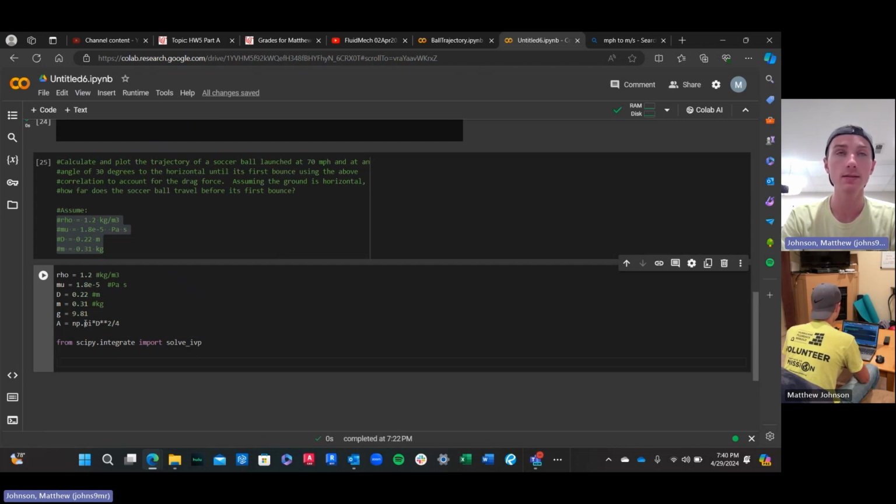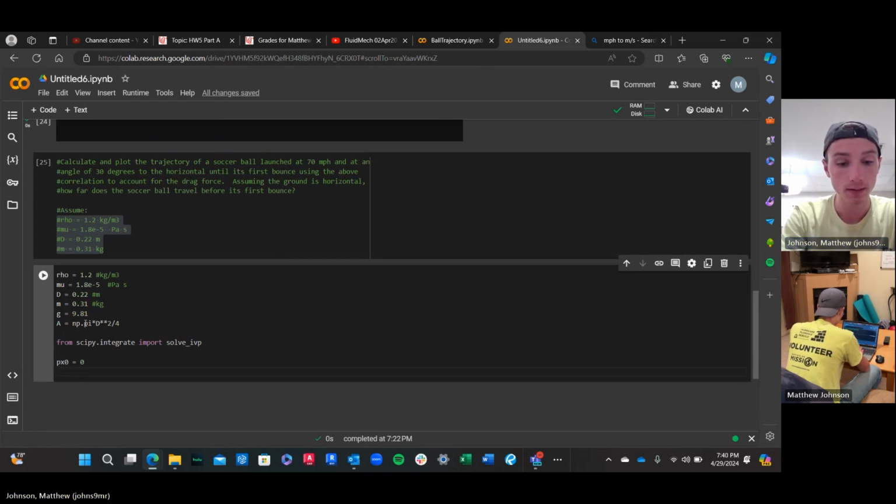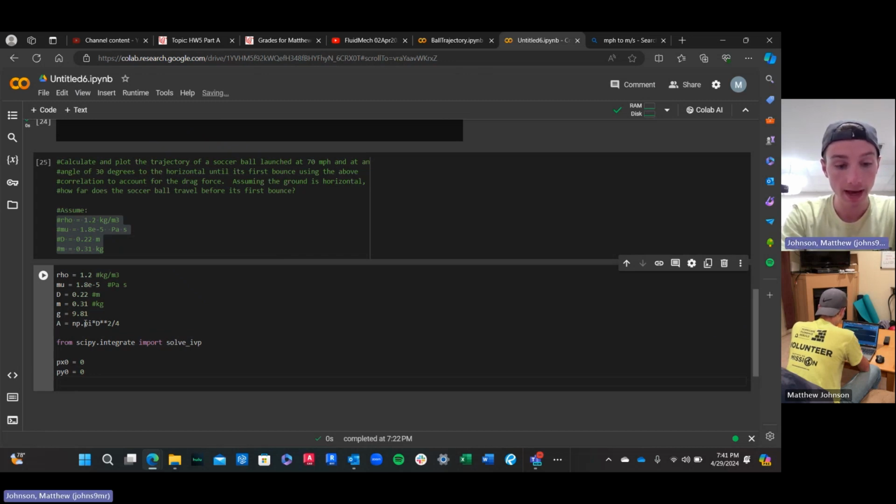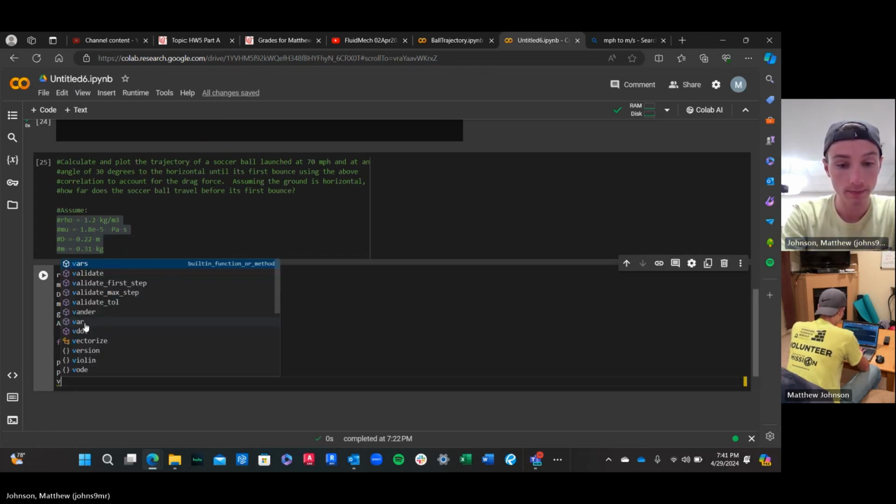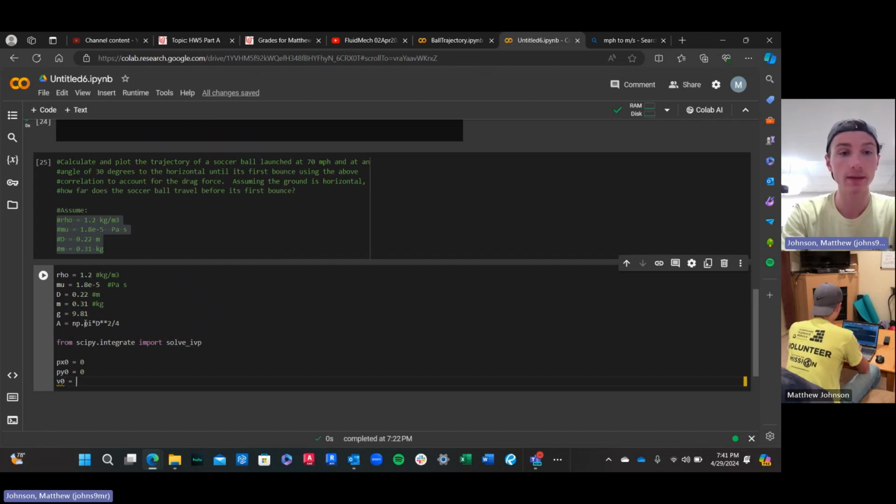So let's talk about position and talk about velocity. At time equals 0, first of all, we know that we have an x position of 0, and a y position of 0. So I'm going to define those now as px0 is 0, py0 is 0, and then we have a v initial, okay? And we're given that as 70 miles per hour.